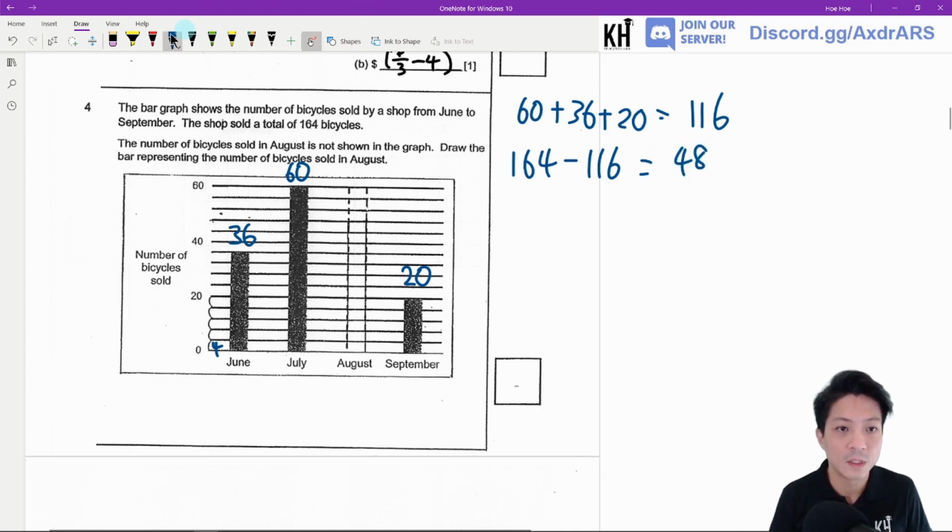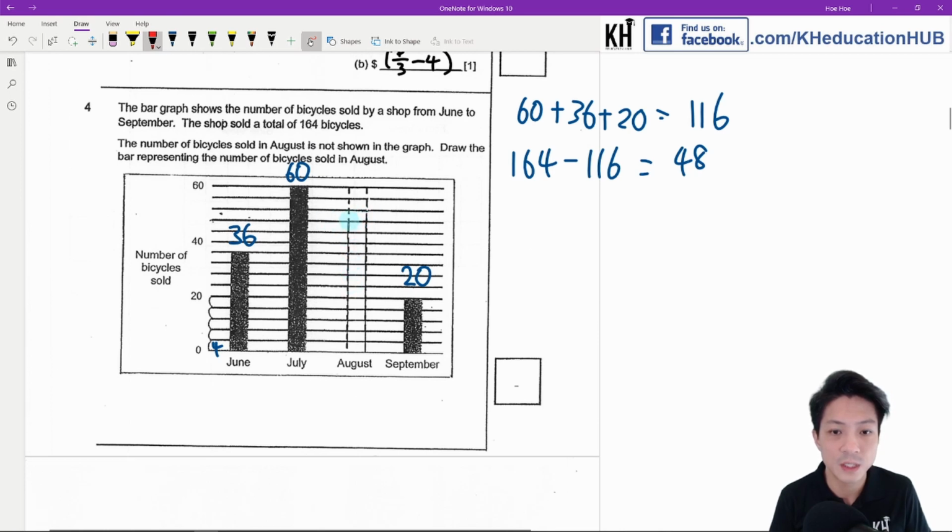Okay, that would be 48. So I need to draw the graph inside. 48 is here. Okay.